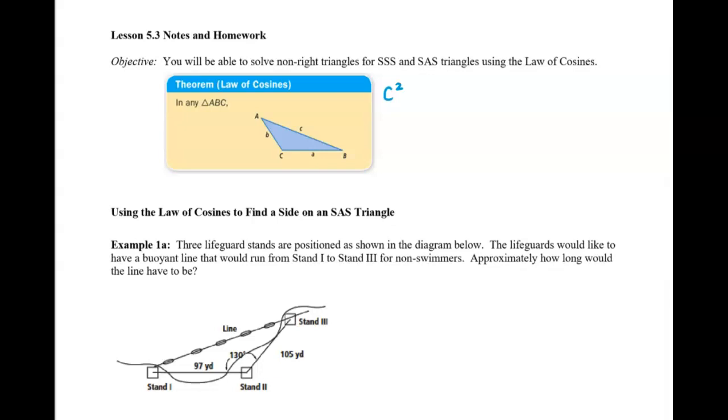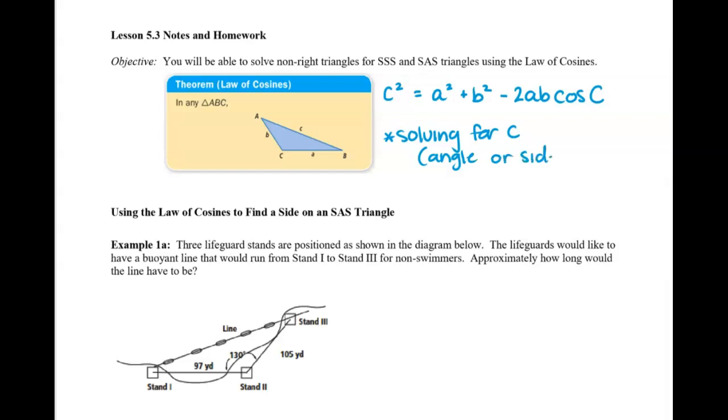C squared equals A squared plus B squared minus 2 times A times B times cosine C. Essentially, you will be solving for C, which is either an angle or a side, depending on what's missing. The other two sides are A and B.